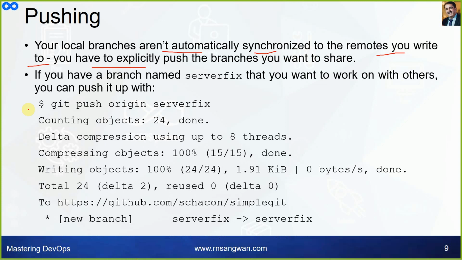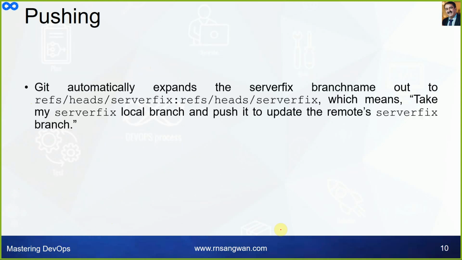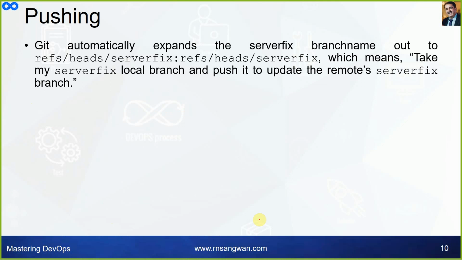If you have a branch, let's say server fix, that you want to work on with others, then you push it up. So git push origin server fix. So you will get this message, and your new branch will be server fix. So Git automatically expands the server fix branch name out to refs/heads/server fix, which means take my server fix local branch and push it to update the remote server fix branch. That's the meaning of this command.